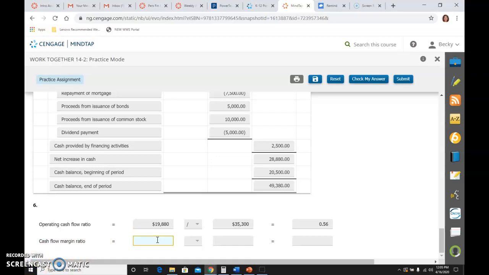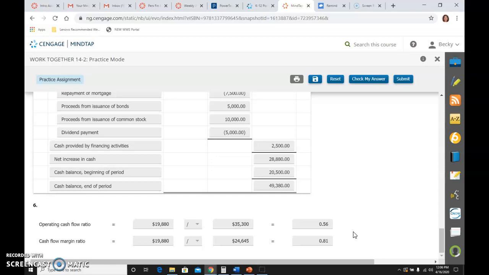So to do cash flow margin, I'm going to take my operating cash flow again, and I'm going to divide it by net sales. And it tells us in the directions on page 417 that net sales equal 24,645. And if I do that, I would get 0.81. And again, what is that saying? That's saying that for every dollar of net sales, I'm generating 81 cents of cash flow. That's pretty darn good.